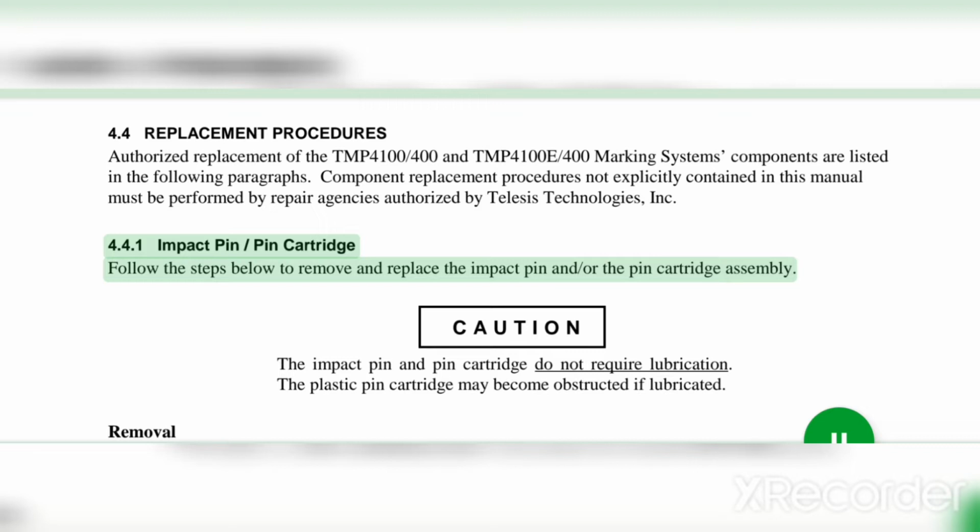4.4.1 Impact pin/pin cartridge. Follow the steps below to remove and replace the impact pin and/or the pin cartridge assembly. Caution: The impact pin and pin cartridge do not require lubrication. The plastic pin cartridge may become obstructed if lubricated.